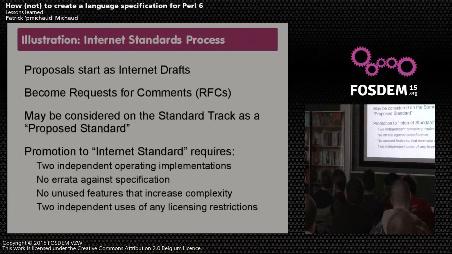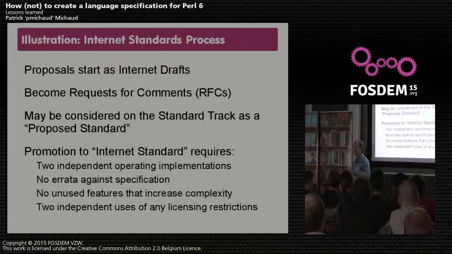They don't become internet standards until 4 things have to happen. And the interesting part about that is that the first thing that has to happen is there have to be 2 independent operating implementations of the standard. And this, again, is different from this notion of start with a specification and then implement. In the internet world, you start with implementations, and once you have that, then you can declare a specification. The implementations must come first.